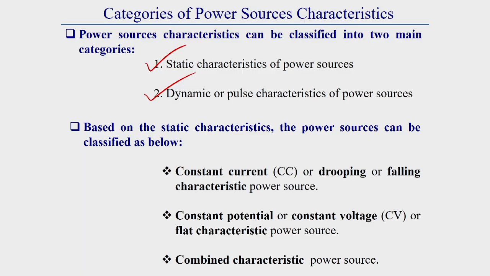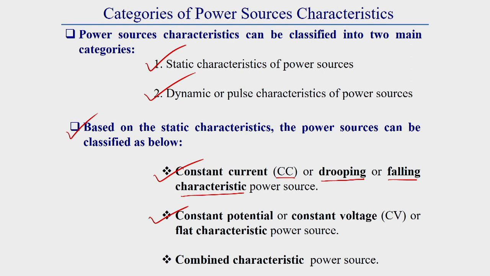Based on the static characteristic, power sources are categorized into three different categories. One is called constant current characteristics, represented as CC, C for constant and C for current. This is sometimes called drooping characteristics of the power source, and sometimes falling characteristics. All the names refer to the same characteristic, though it has three different names.